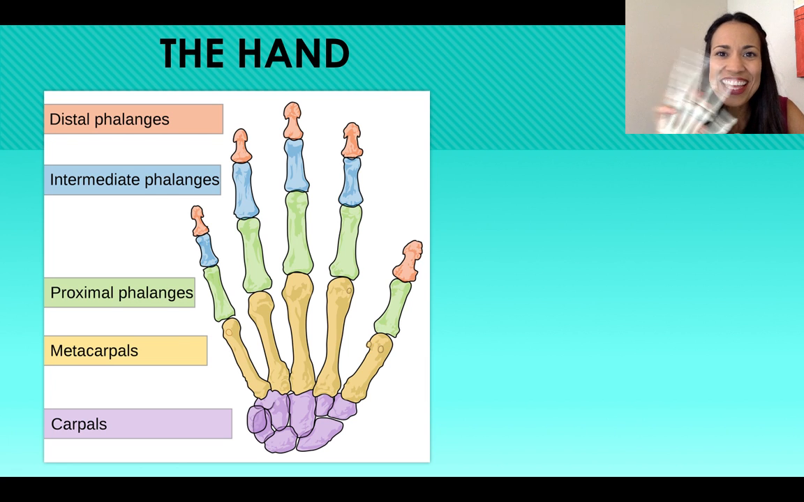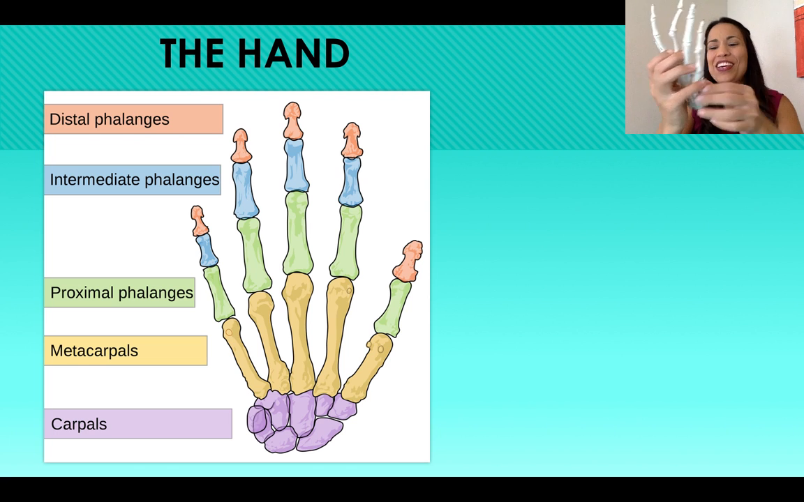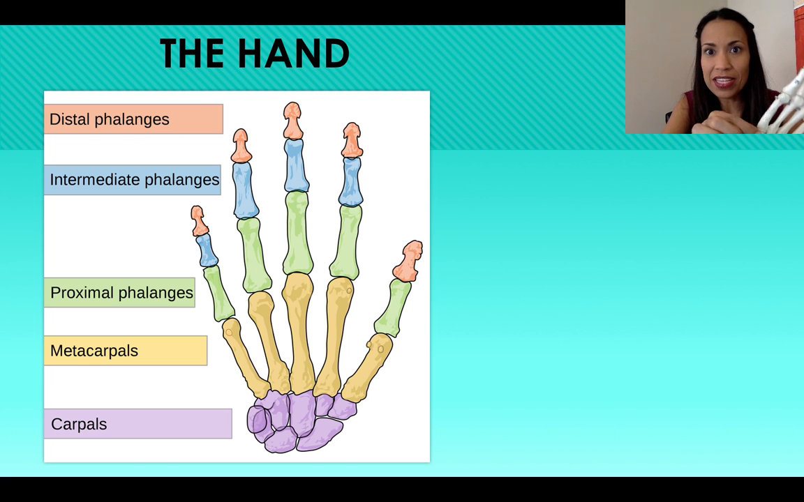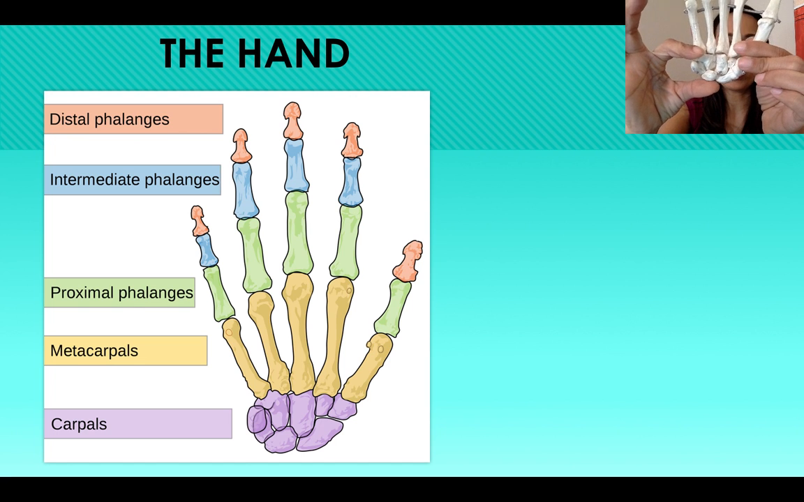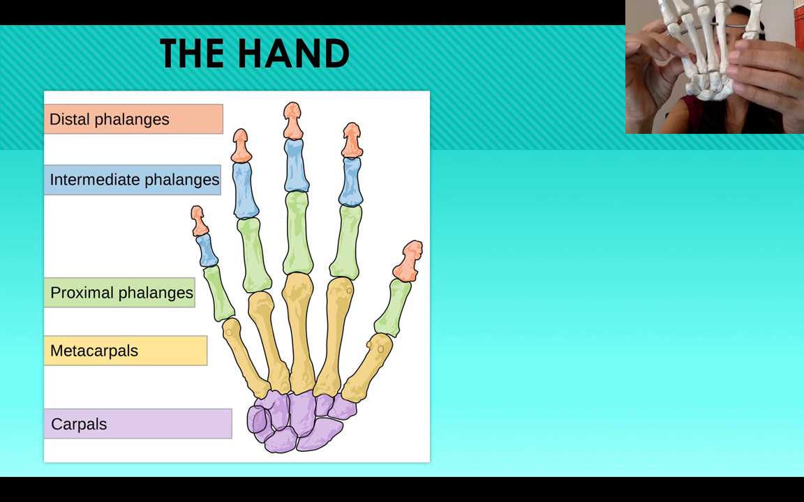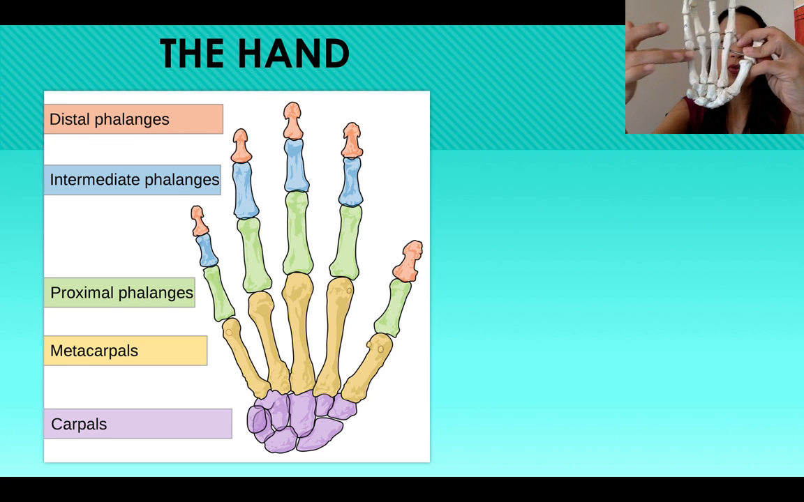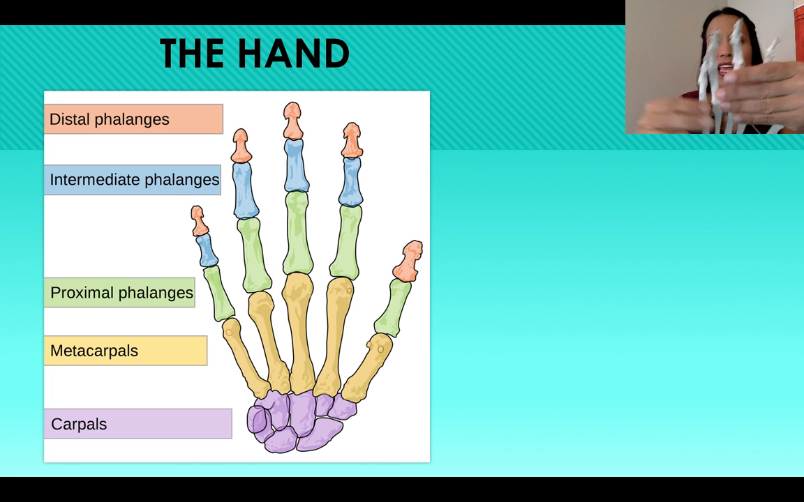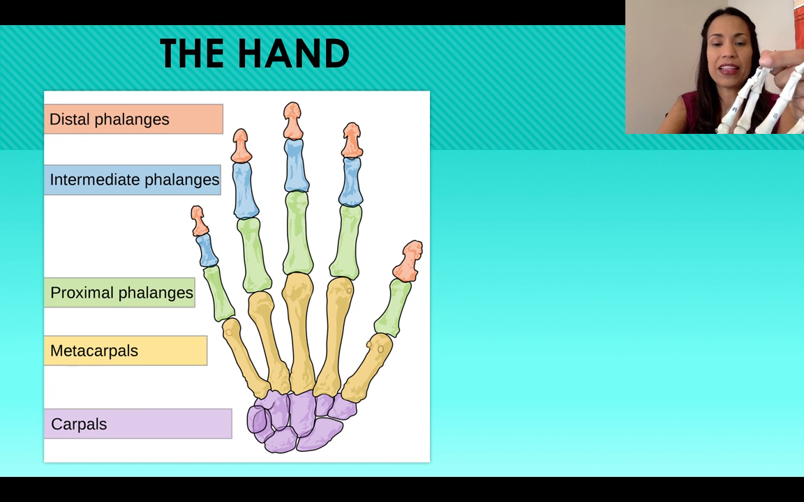And finally, the hand. Would you give me a hand? So, the hand is divided into three sections. We have the wrist, which are the carpal bones. This is the metacarpal region that makes up your palm, and the dorsum of your hand. And these are your fingers, consisting of the phalanges.